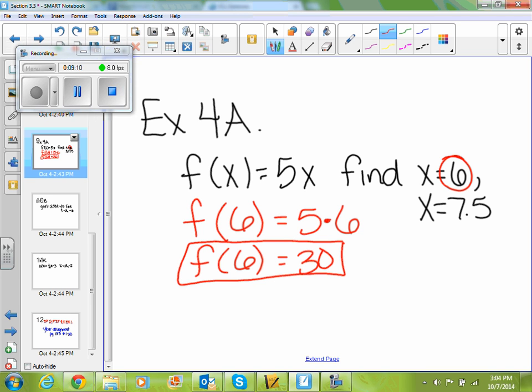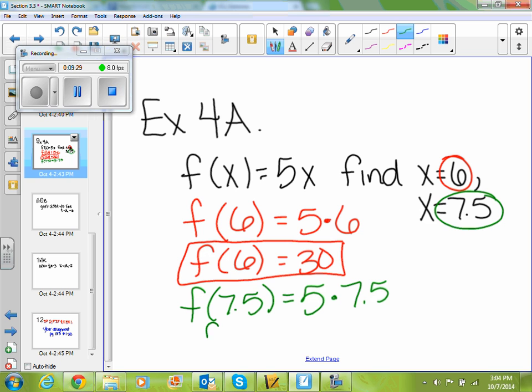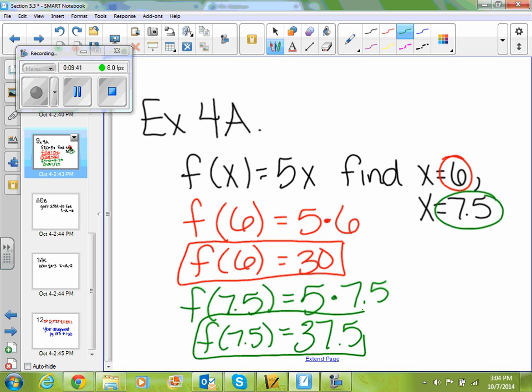We don't do anything with the left side of the equation. It all stays the same. The only thing that changes is the right side. Perfect. So now we're going to do 7.5, so we'll do 7.5 in parentheses. So f of 7.5 equals 5 times 7.5. So then f of 7.5 equals 7.5 times 5 is 37.5.